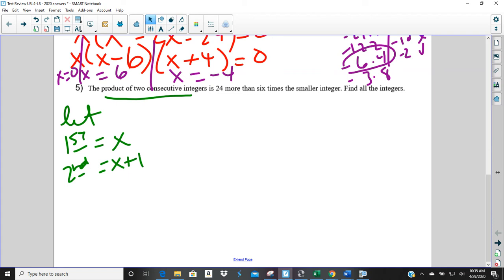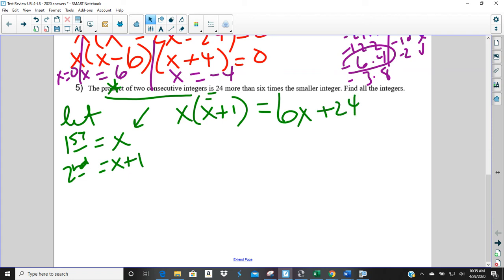So the product of 2, product means multiplication. So I'm going to do x times x plus 1. This word, is, means equals. And now we're going to do the rest. 24 more than 6 times the smaller. The smallest number is going to be x. 6x plus 24. Now let's start working through this problem. So we're going to distribute the x to both numbers. So we get x squared plus x equals 6x minus 24.